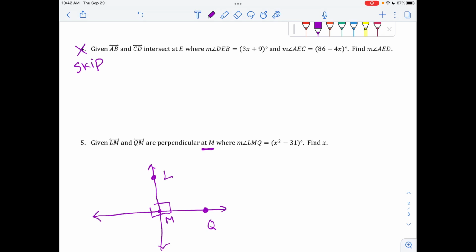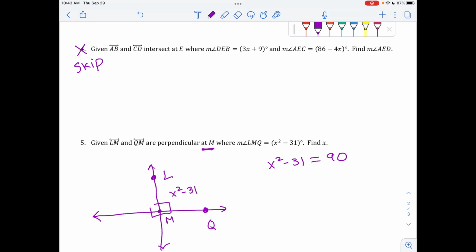They're perpendicular. And then it tells me that the angle LMQ has a measure of x squared minus 31. So there's my measure. Now, if I went ahead and labeled these two as perpendicular, what I see is, oh, we actually already know the measure of this angle. The measure of this angle is 90 degrees. We also know that this expression represents 90 degrees. So we can just set up an equation. x squared minus 31 must equal 90 degrees.